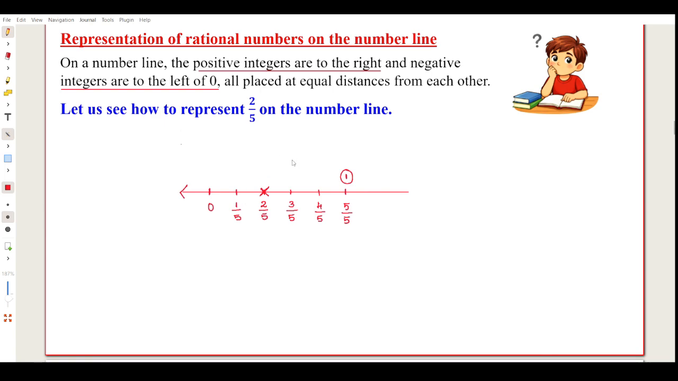Whatever number is given, first consider 0 and check whether it's a positive or negative rational number. If it's positive, it will come on the right side of 0. If it's negative, we take the left side of 0 and see the highest number. According to the highest number, make equal parts and just start writing. You will easily represent rational numbers on the number line.